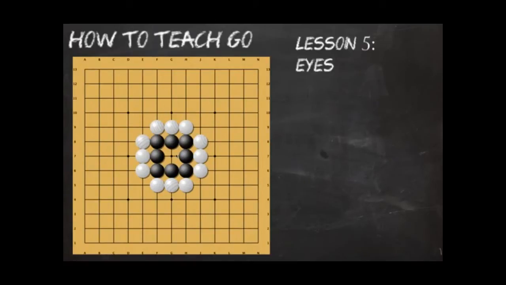It's your last liberty. Now I can play. So this is what an eye is, and you'll explain it that way. You'll say this is an eye. It's basically a liberty that your opponent cannot play unless it's the last liberty. Once you say that, then you'll try to expand it a little bit.